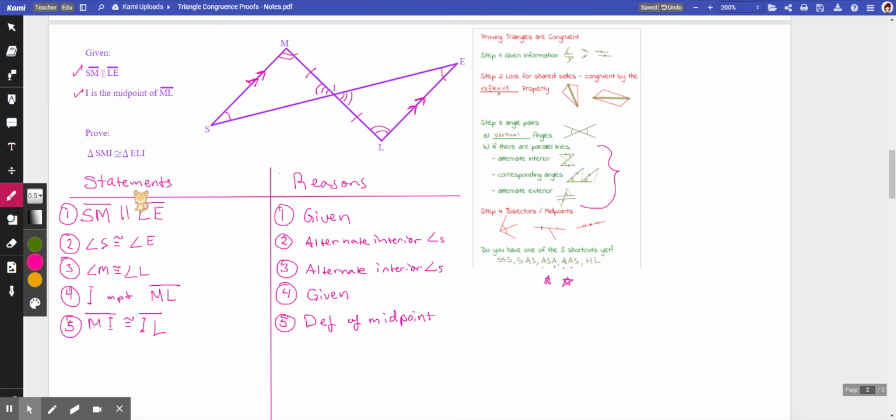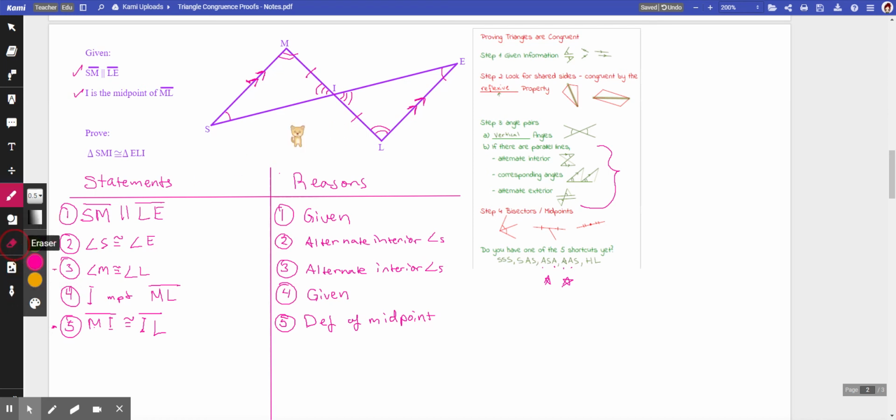So now I've used that piece of given information. And now I want to review, do I have enough information for one of my 5 shortcuts? I have a pair of angles here that's congruent, a pair of angles here that's congruent, and a pair of segments here that's congruent. So I've got 2 pairs of angles and 1 pair of sides, which sounds like I probably have ASA or angle side. And I just need to look at my triangle and see which I'm doing.